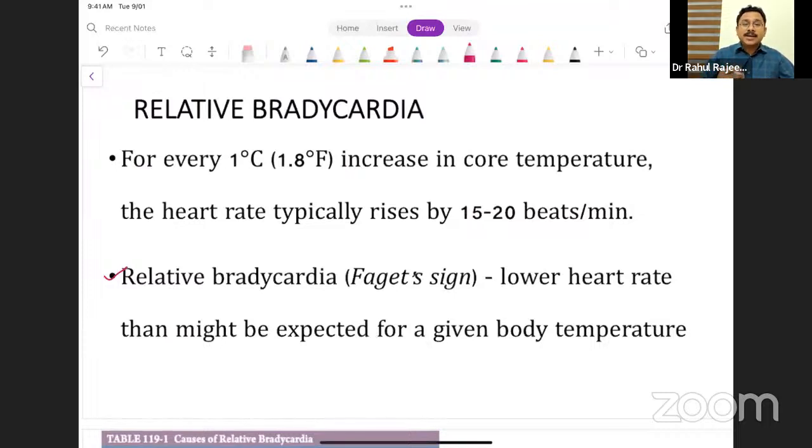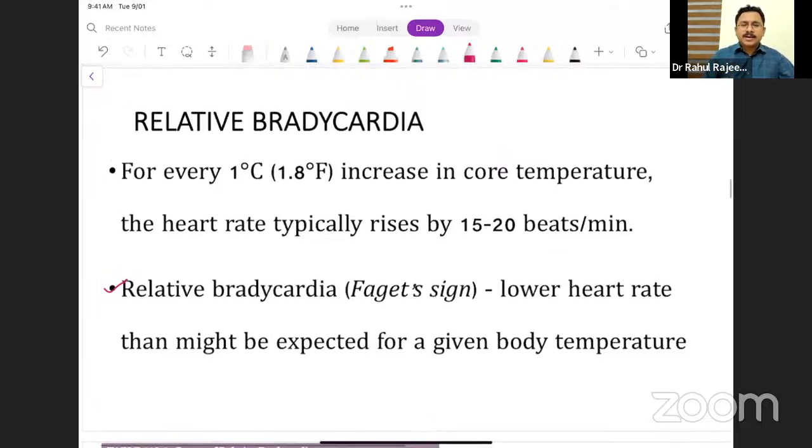And what happens in relative bradycardia is there is a lower heart rate than is expected for a given body temperature. The classic condition associated with relative bradycardia is the enteric fever that is caused by Salmonella typhi. But remember, enteric fever is not the only condition associated with relative bradycardia, and there is a list of infections that may be associated with relative bradycardia.